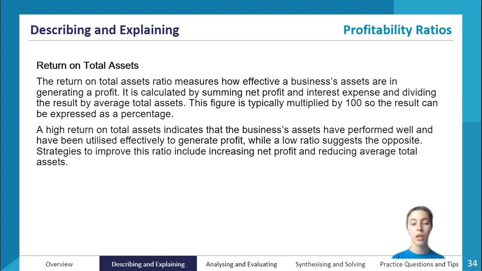Now, a high return on total assets indicates that the business's assets have performed well and have been used effectively to generate profit, but a low ratio suggests the opposite. So you can improve this by increasing net profit and reducing the average total assets. So if you've got lots of assets that aren't generating a profit, selling those can help. That can generate some money for the business then, and it can also then reduce those assets that aren't providing that profit.